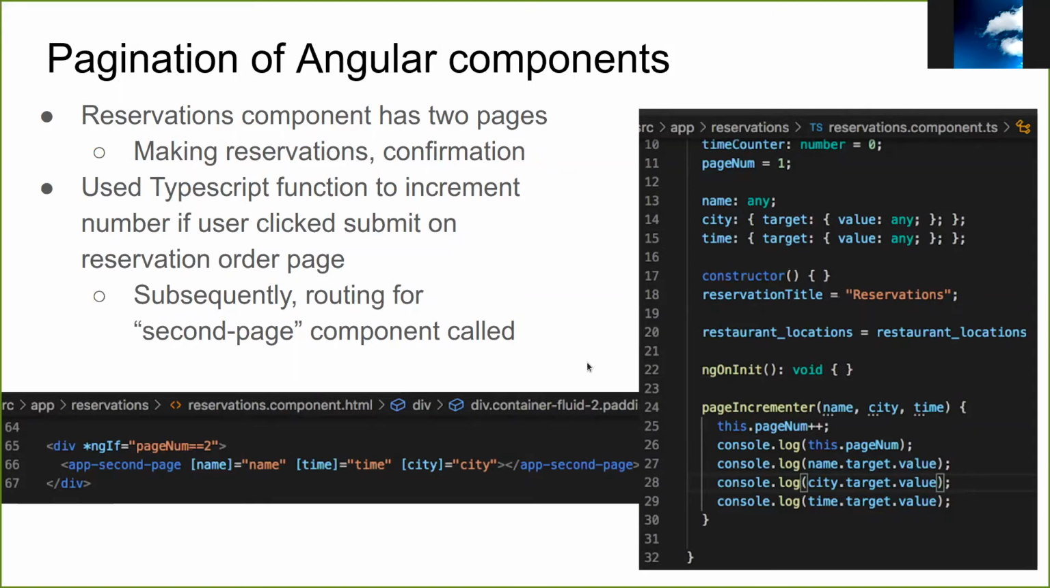and then we add logic on that reservations component so that once the page number was at 2, there wouldn't be routing through a router link to the second page, but just a call to the second page component, carrying through the name, time, and city variable values.